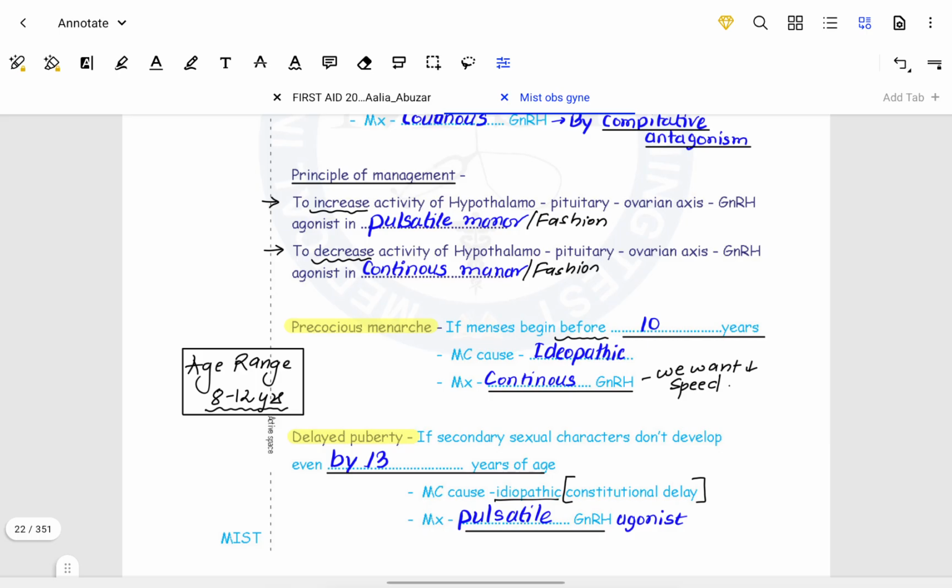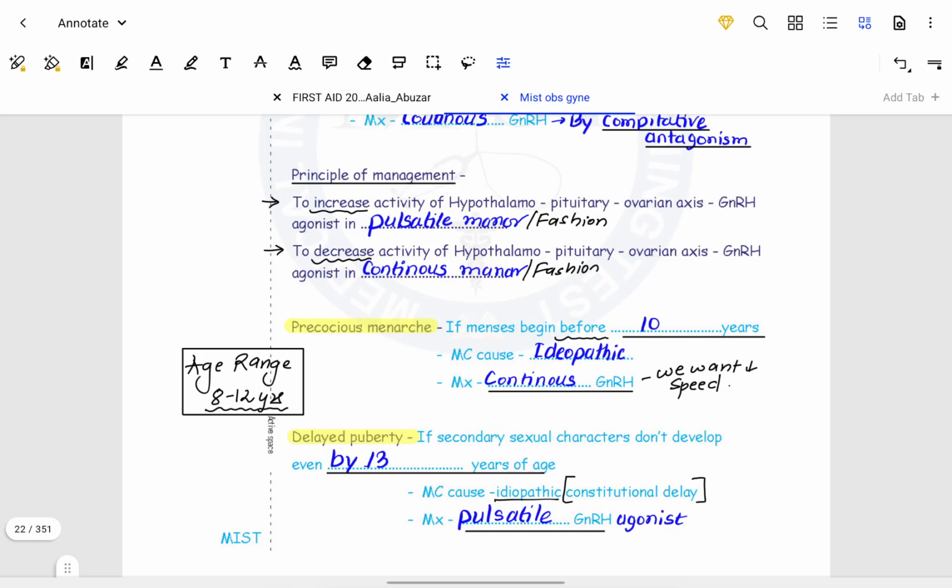Now, precocious menarche, if menarche begins before 10 years, because if puberty is to occur at 8 years plus 2 or plus 3, it should be either 10 or 11 years. But if it is occurring before, it is a precocious menarche. Most common cause again is idiopathic. Management is continuous GnRH.